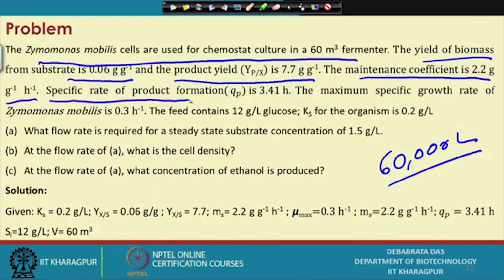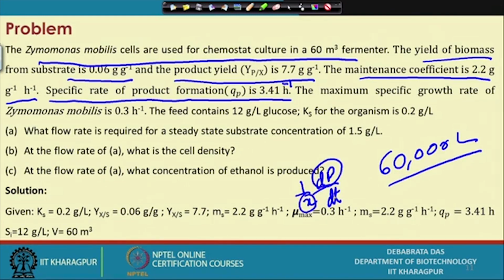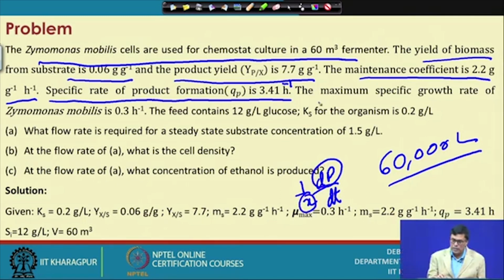Then the specific rate of product formation is 3.41 per hour. The unit should be inverse time; you can make a little correction. The specific rate of product formation is (1/x) dp/dt. Am I right? So this is gram per liter and this is also gram per liter, so the unit will be time inverse.